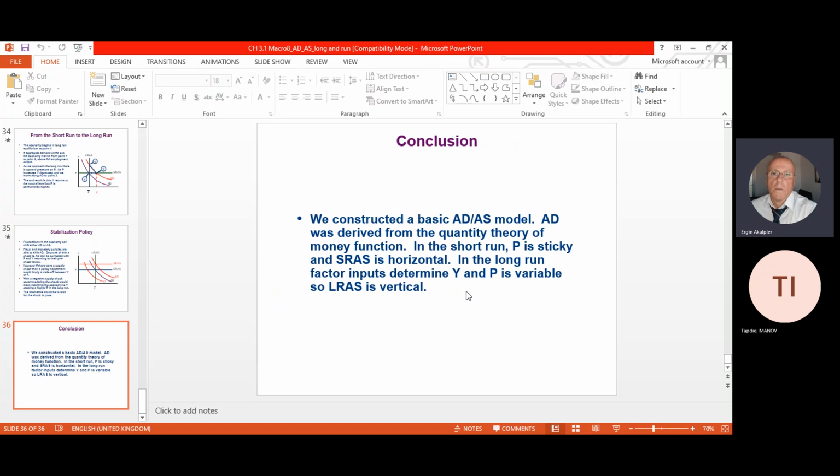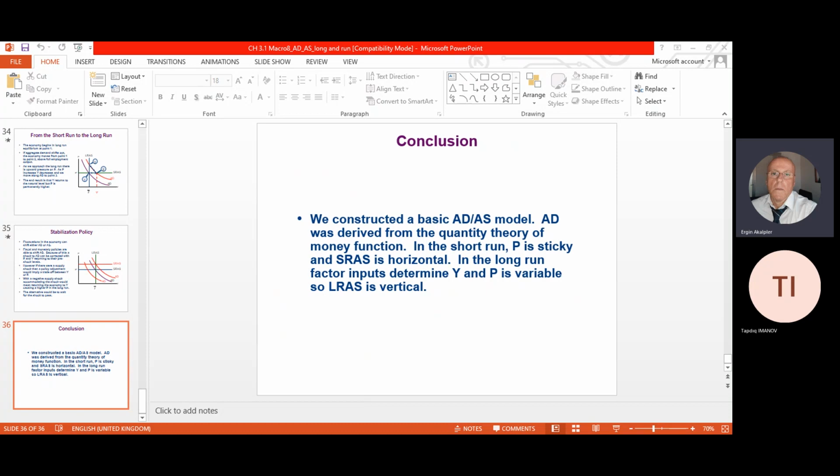As a conclusion, I may finish for today's lesson. We constructed a basis for the aggregate demand and aggregate supply model. Aggregate demand was derived from the quantity theory of money function, as mentioned for Fisher. In the short run, prices are sticky, so short-run aggregate supply is horizontal. In the long run, factor inputs determine Y and P is variable, so long-run aggregate supply is vertical. This was our lesson topic for today. If you have any questions, please do not hesitate to ask me.